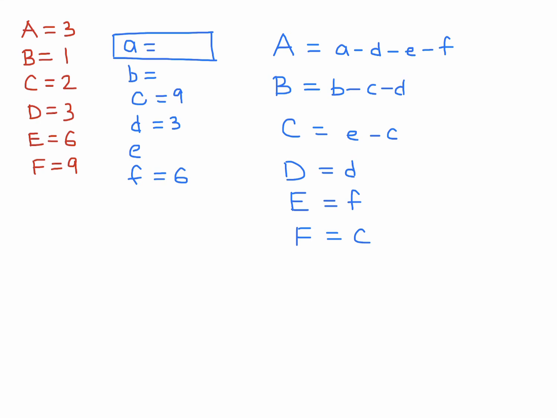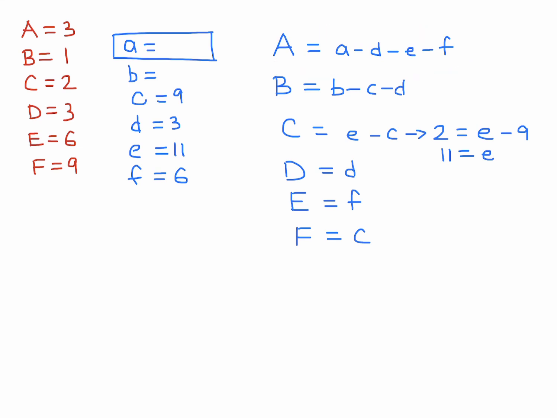Well, from this equation right here, big C is equal to E minus C. Well, big C is 2. So 2 is equal to E minus C. And C, small c, is 9. So therefore, small e is 11.